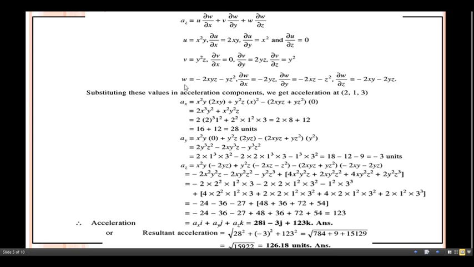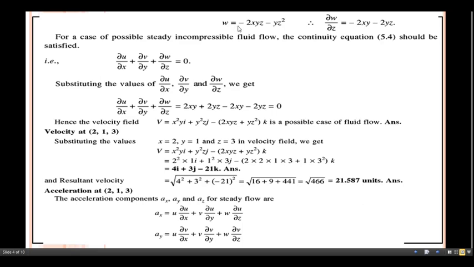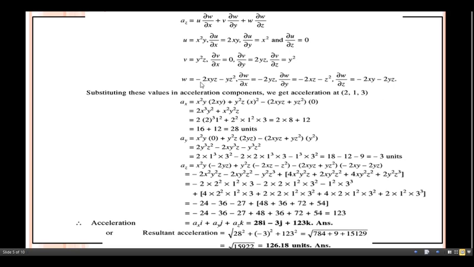So what about the w? Similar case with the w. So here is the value for the w. Now differentiate this one, w, by considering the x, y, and z components. We can get those values in this way: minus 2xyz minus yz square. So the derivative of this term with respect to x, what do we get here? Minus yz, because the derivative of x is nothing but 1, that's why the x term vanishes.